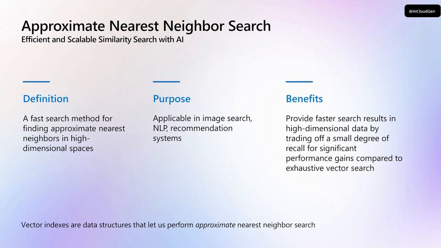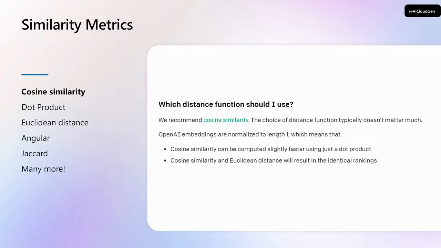So the benefits of this ANN, or the approximate nearest neighbor searches, is you can deliver more relevant results in comparison to the traditional search methods. And also the user experience will be good, because now you can obtain faster search results with the ANN search pattern.